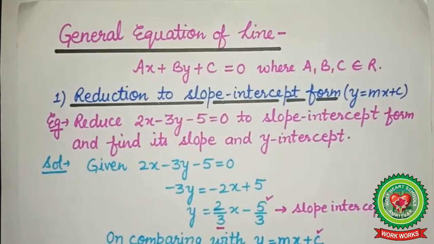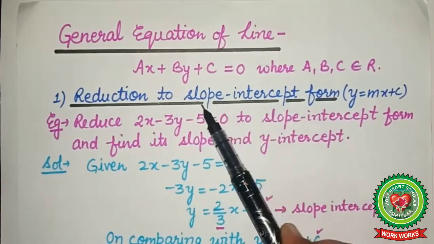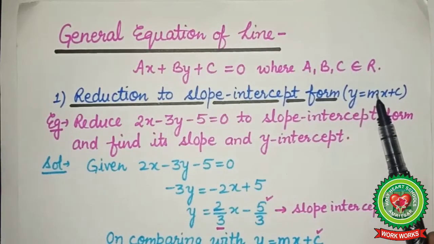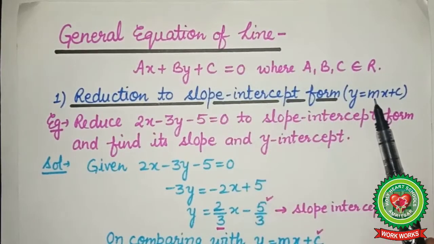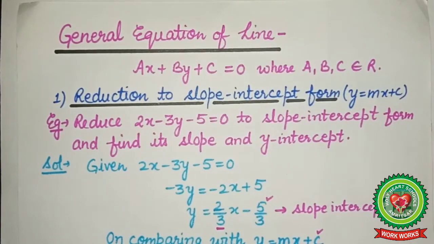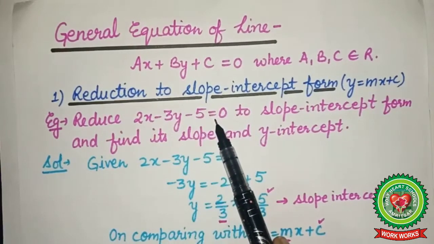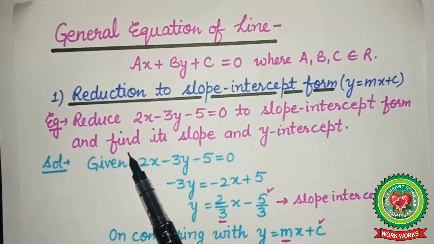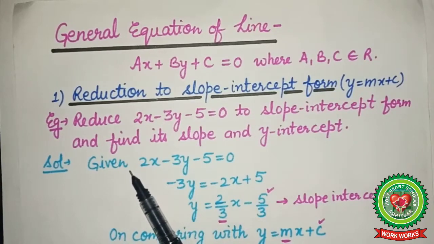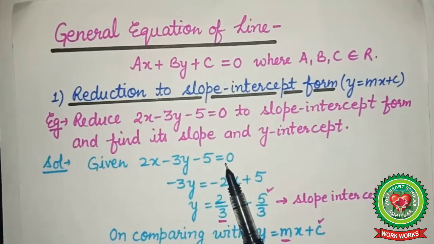So let's do the first one, reduction to the slope intercept form. Now slope intercept form is y is equal to mx plus c. We have to convert this general equation into this form. Let's do one example. Reduce 2x minus 3y minus 5 equal to 0 to the slope intercept form and find its slope and y-intercept. Now equation is 2x minus 3y minus 5 is equal to 0.